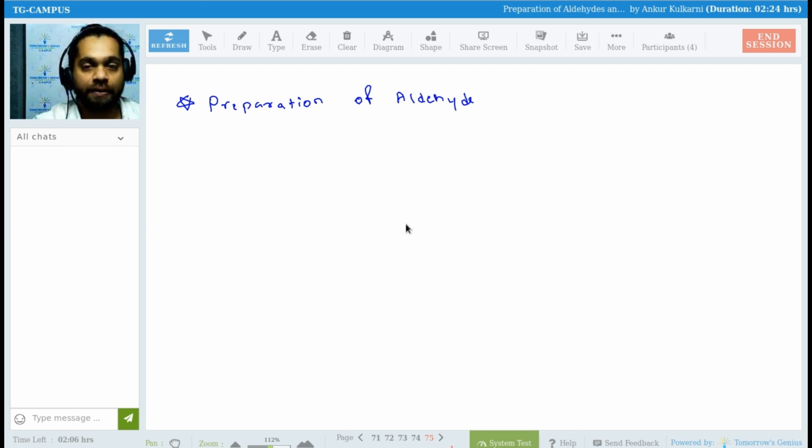Okay, let us prepare some of the aldehydes. Give the heading preparation of aldehydes. So the first preparation we have is the reduction. Now, what is reduction? What do we mean by reduction?